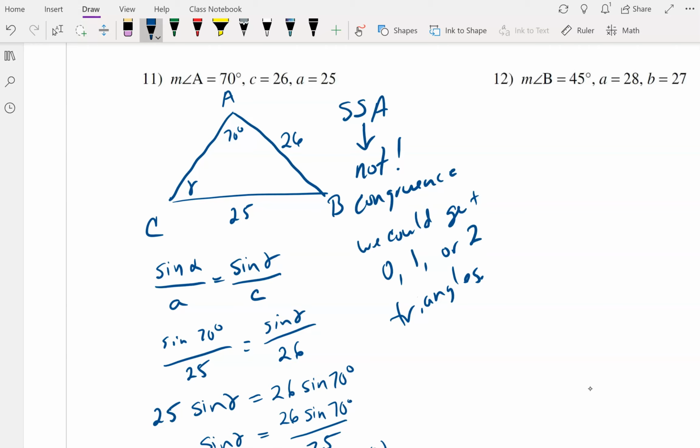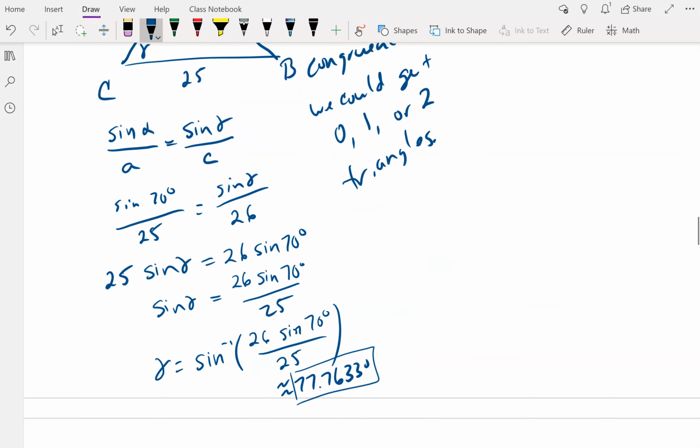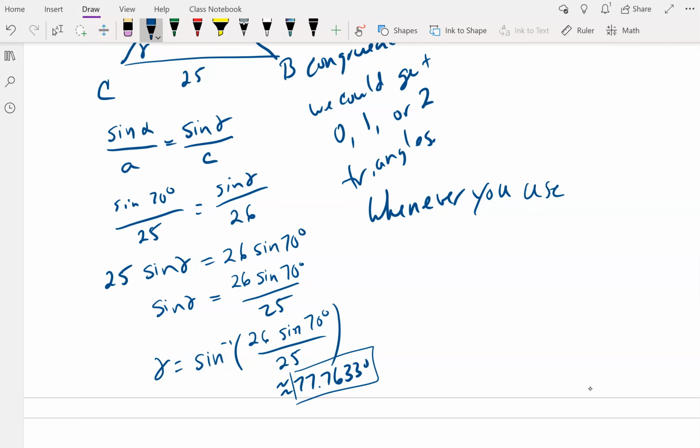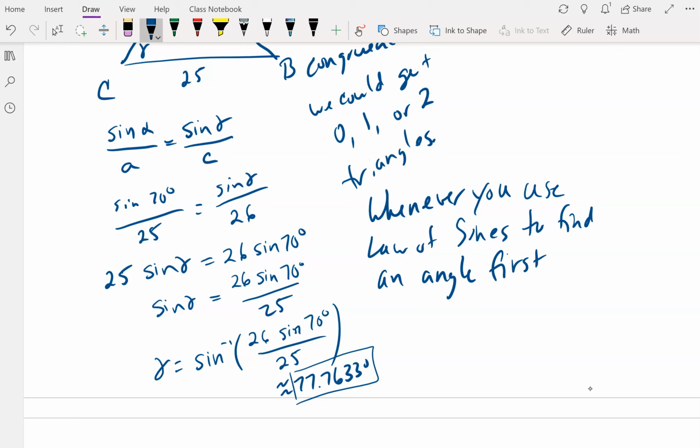Now, the no-triangle case is easier to see because right away you'll get an error in your calculator and you won't have any. But the two-triangle one to check is a little bit harder. So the way to remember is, whenever you use the law of sines to find an angle first, if your first step is to use the law of sines to find an angle, always check for a second triangle.